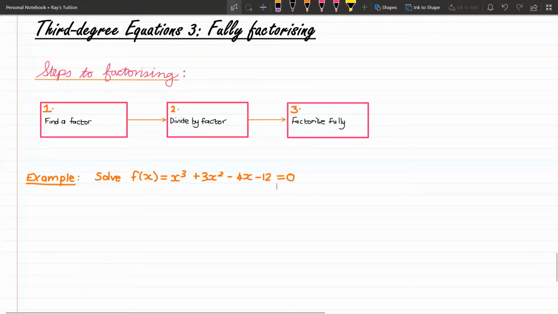Everybody, and welcome to this video on third degree equations. In this video, we have a look at combining the previous two videos to fully factorize a cubic or third degree equation.